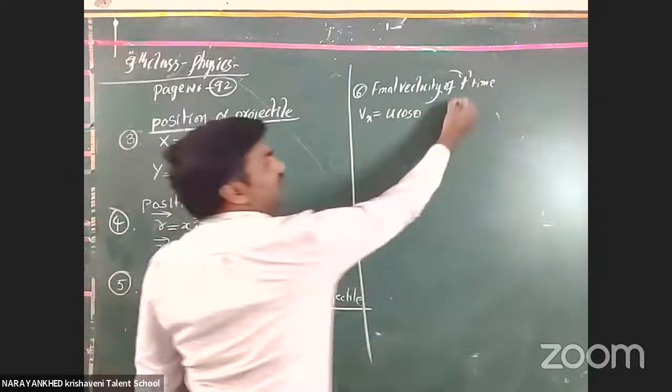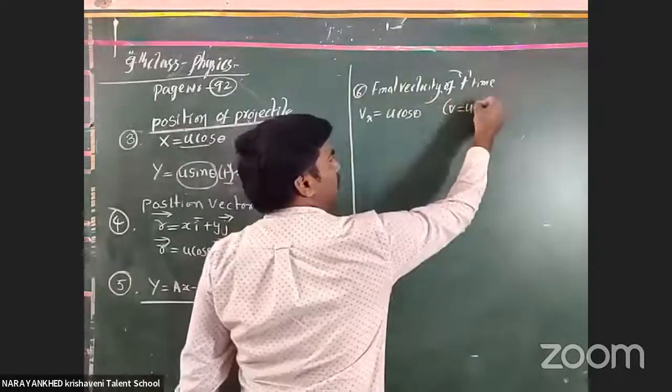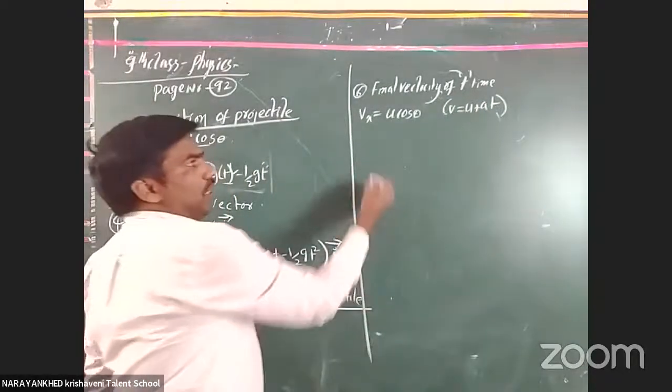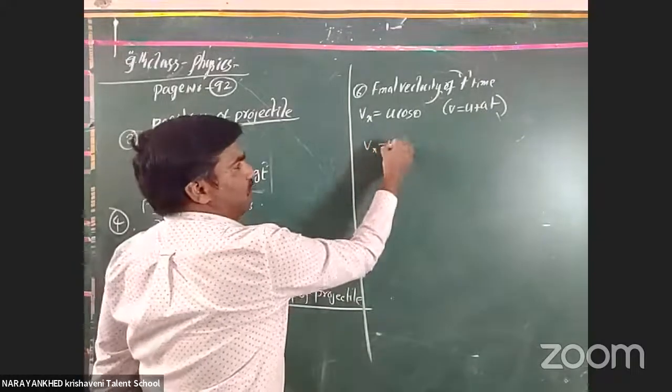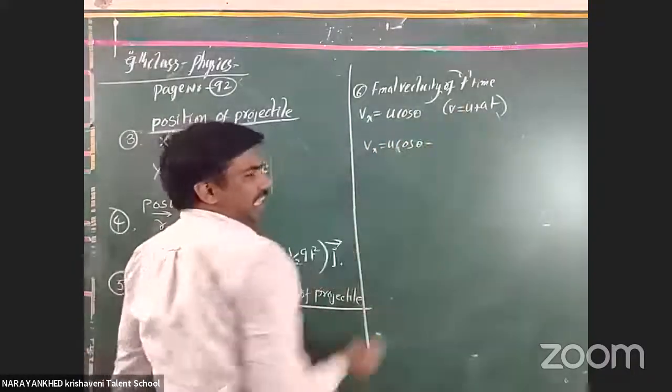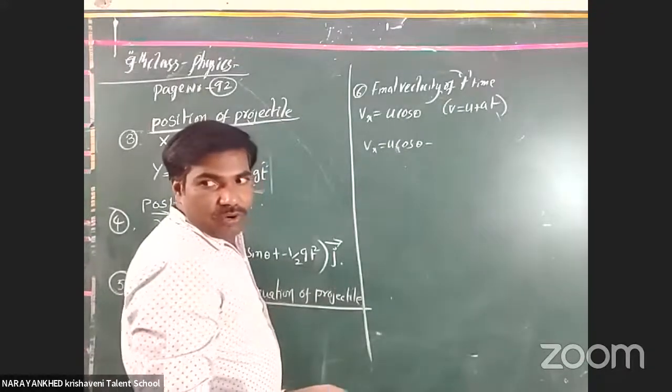Where is it coming from? You know where it is: v is equal to u plus a t. Clear or not? Here, what is along the x-axis? Vx is equal to u cos theta. What is the a here? 0.